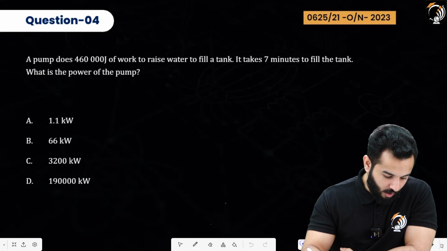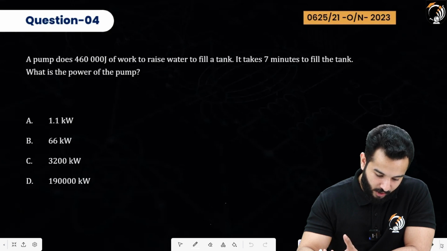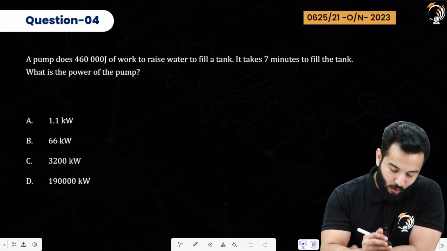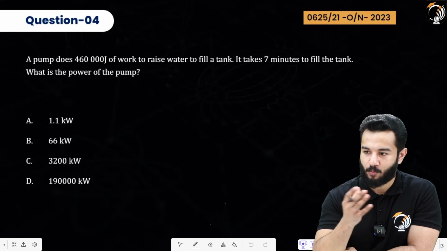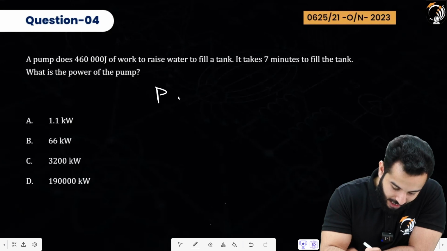Moving on to the fourth one, a pump does 460,000 joule of work to raise water to fill a tank. It takes 7 minutes to fill the tank. What is the power of the pump? I have already told you, although we missed to actually write the formula for power, but we'll do it now. Power was actually the rate at which work is done. That means del W by del T.